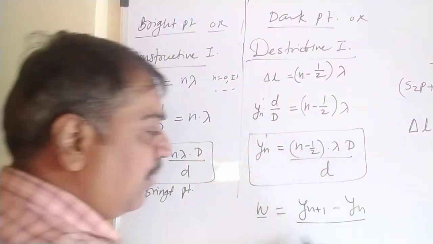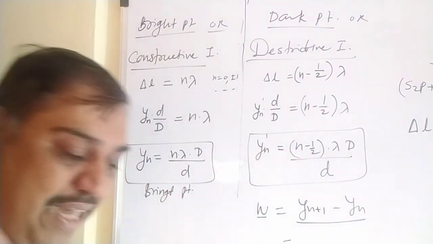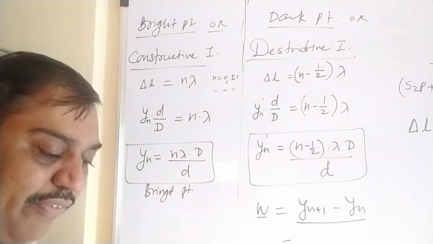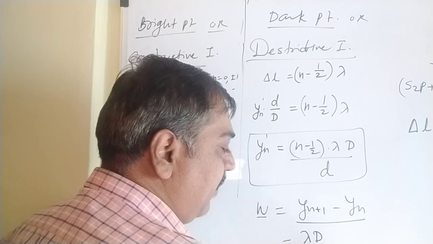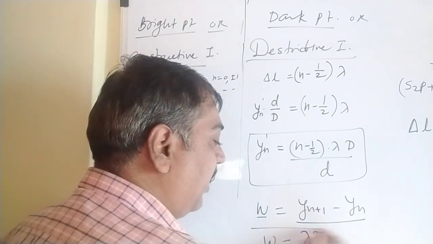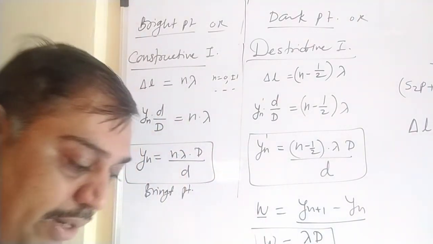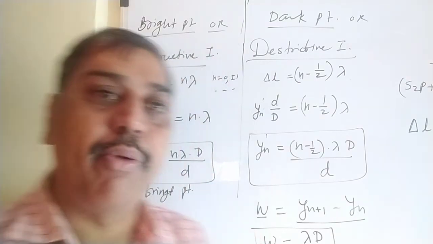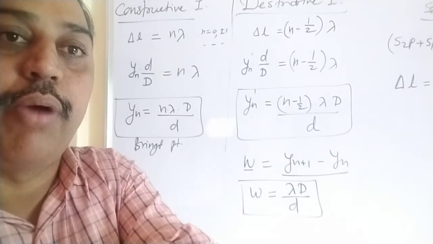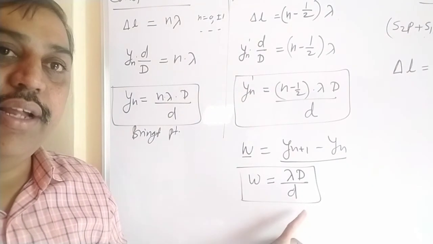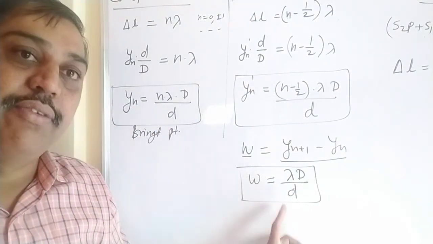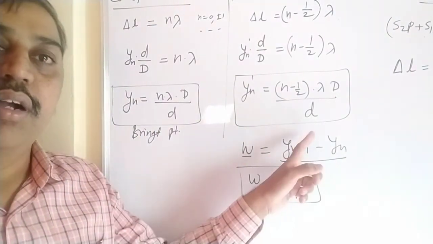If you solve this term, for bright fringes as well as dark fringes, this value comes to be lambda D divided by d. The fringe width comes to be lambda D divided by d. For bright points as well as for dark points, this fringe width is the same, lambda D divided by d. This is for bright points, and the same equation would be there for dark points.